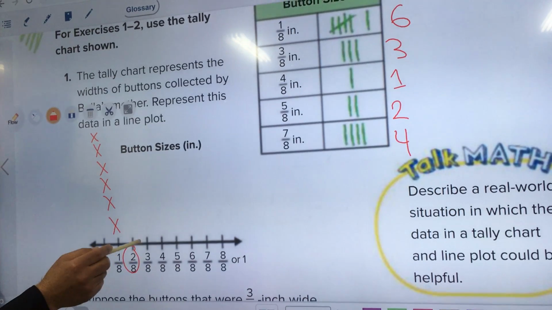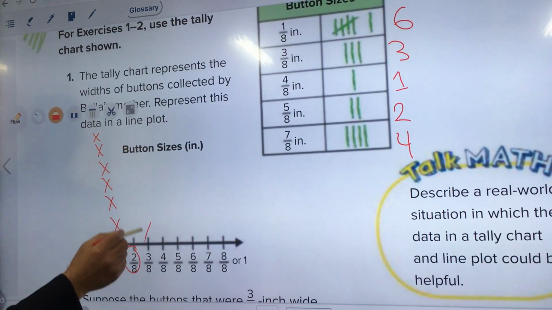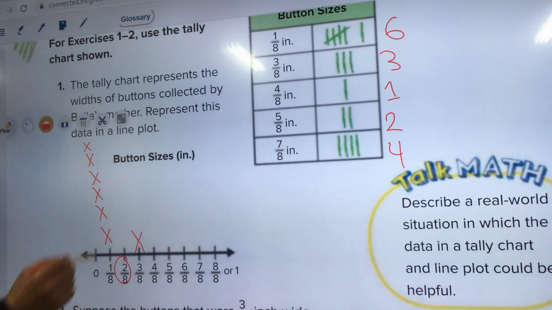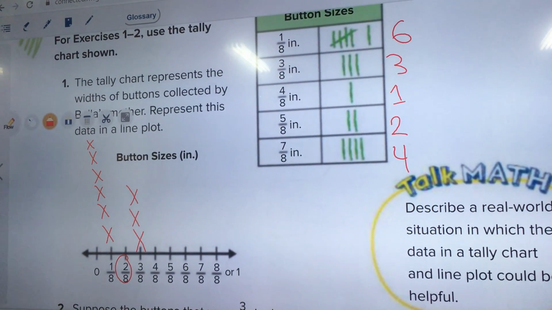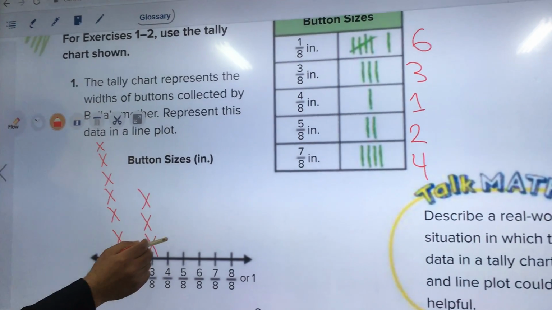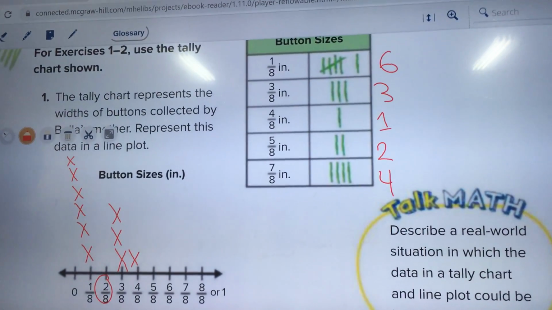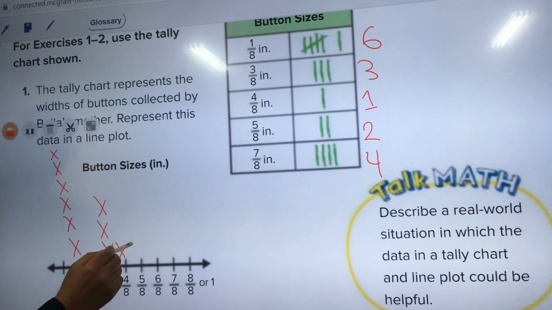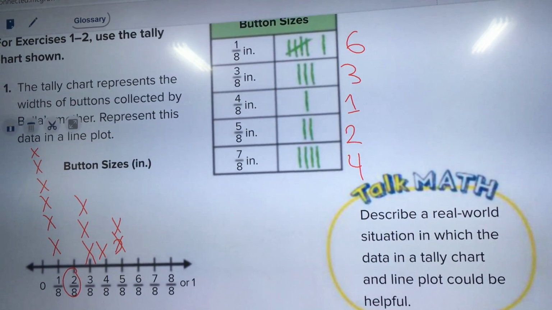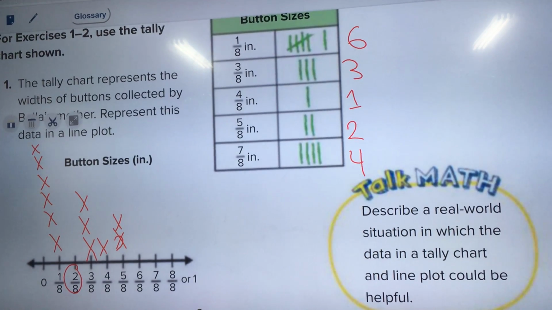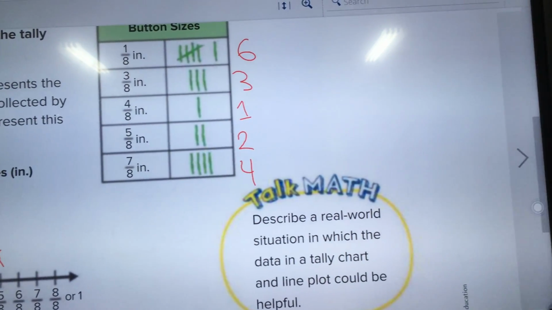Okay. Go for the 3/8. How many are there? There are 3. Means put 3x like this. Okay, 4/8, that's only 1. 5/8 is 2. What about 6/8? There's nothing.